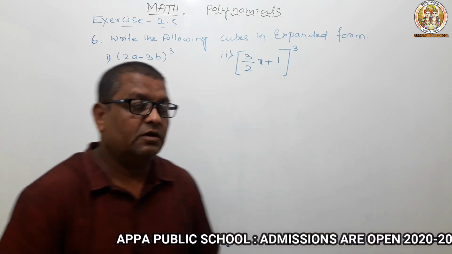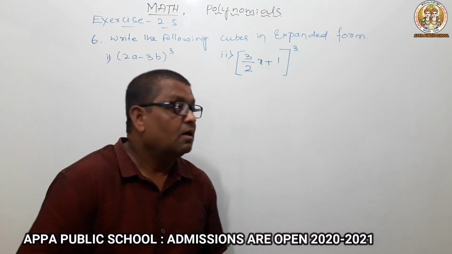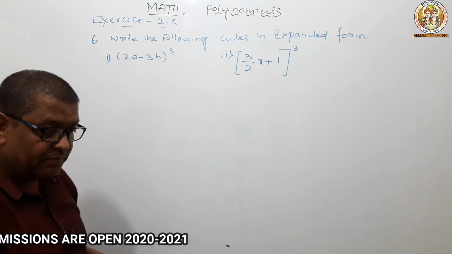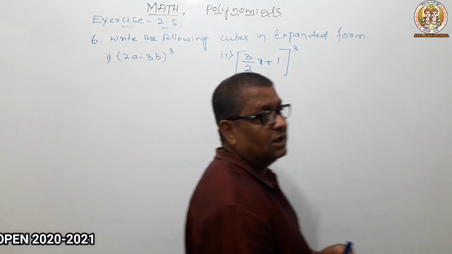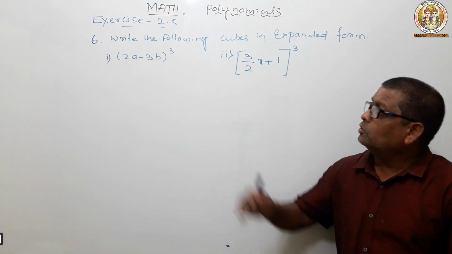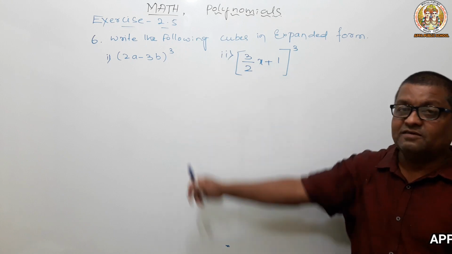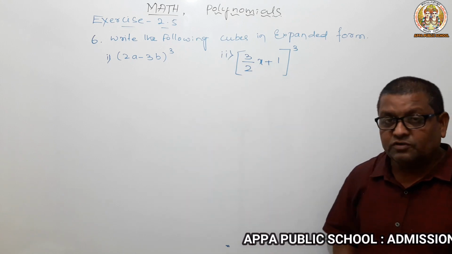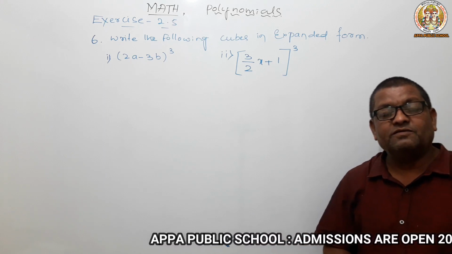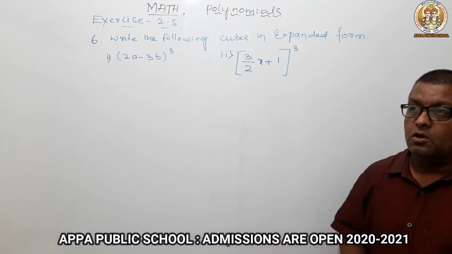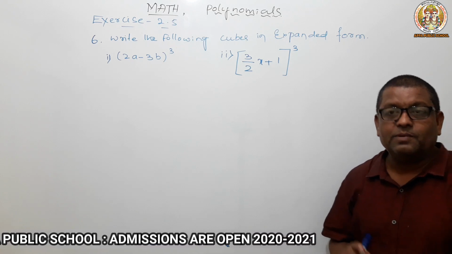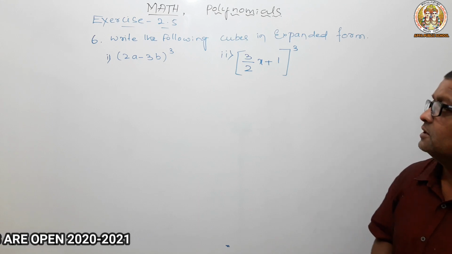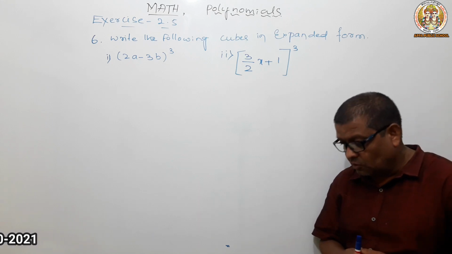So for a few days we are in the polynomial chapter, and last class I completed up to the 5th bit. Let me revise what we taught in the last class. This exercise is full of identities. In the last class we used the identity (x + y + z) whole square. So what is the formula? x square plus y square plus z square plus 2xy plus 2yz plus 2zx. We solved 2 bits there.